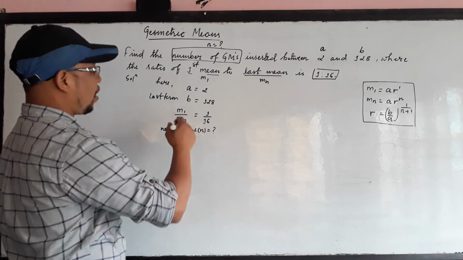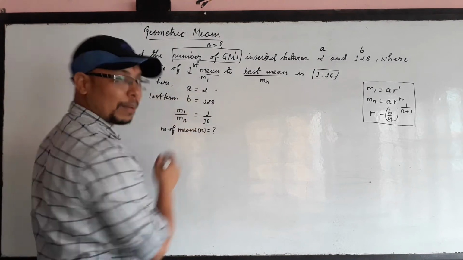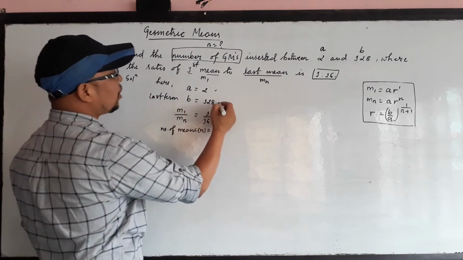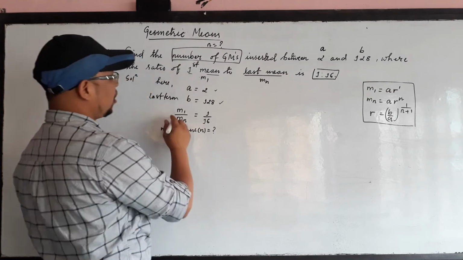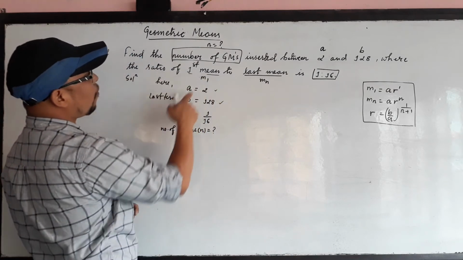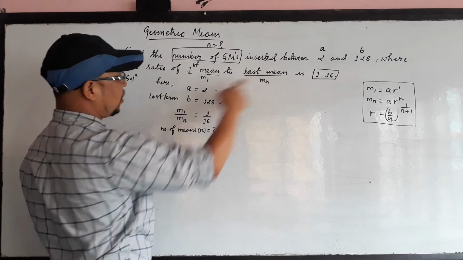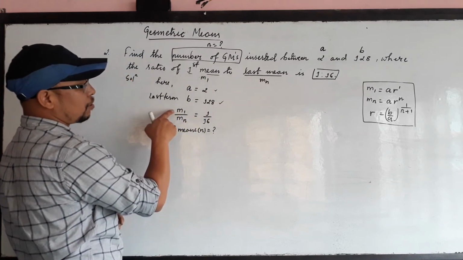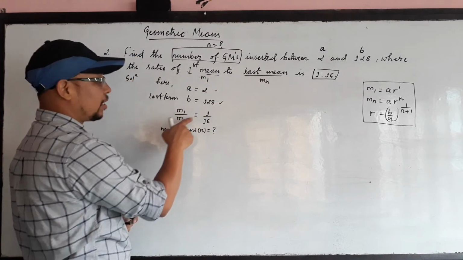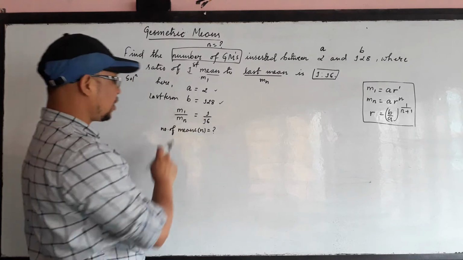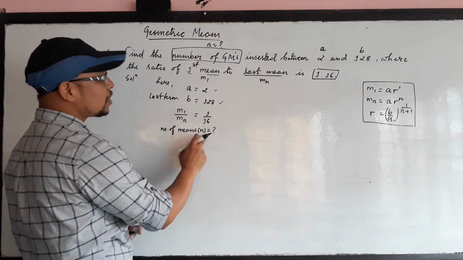Now look here, in what we are given, the value of a is 2, which we know, and the value of b is 128, which we also know. Now see, the ratio of the first mean to the last mean, so the ratio of first mean to the last mean means what? M1 upon Mn. This equals 1/16, and we are asked to find the number of means, n equals what?